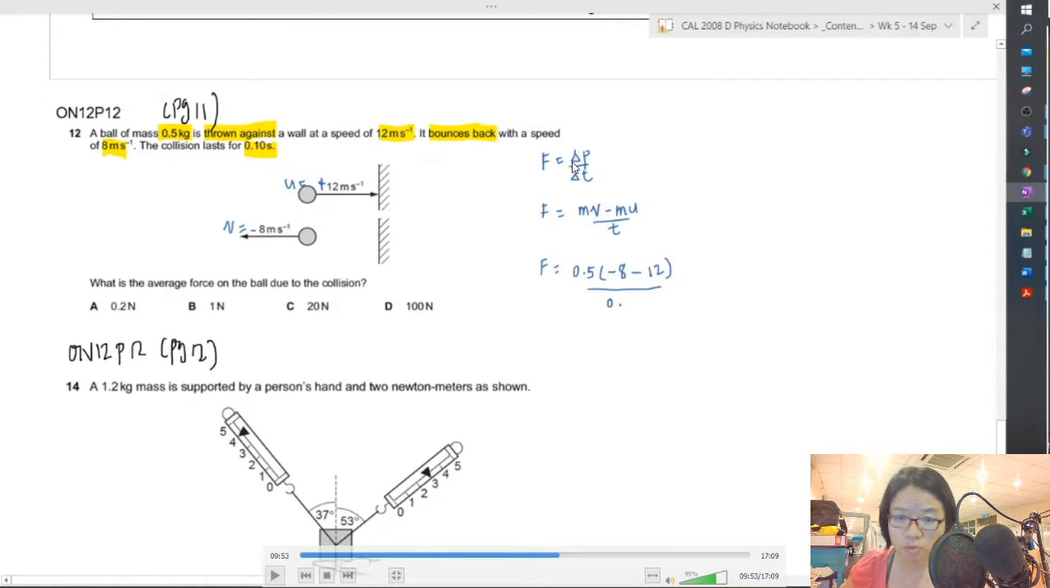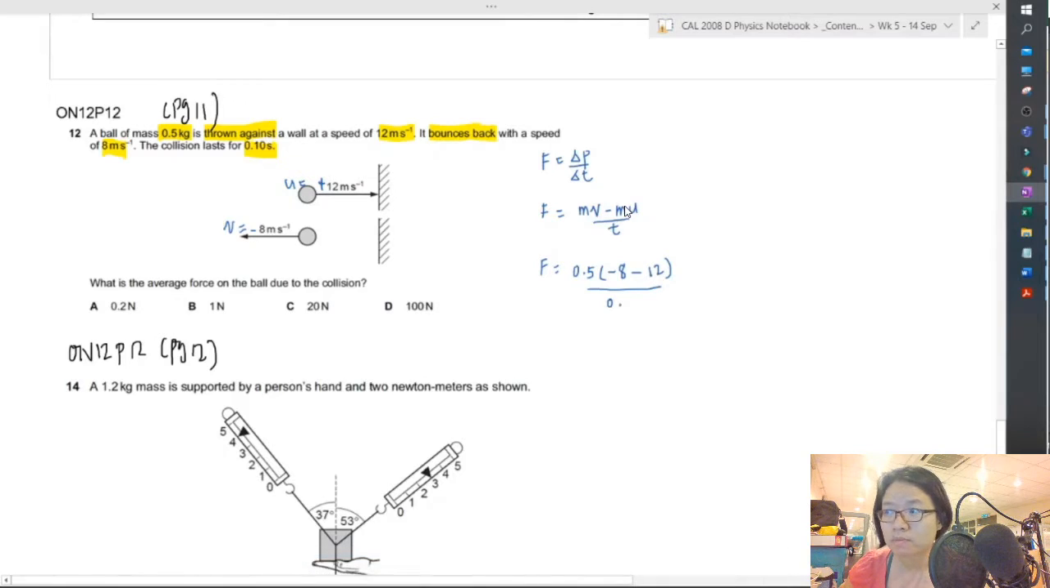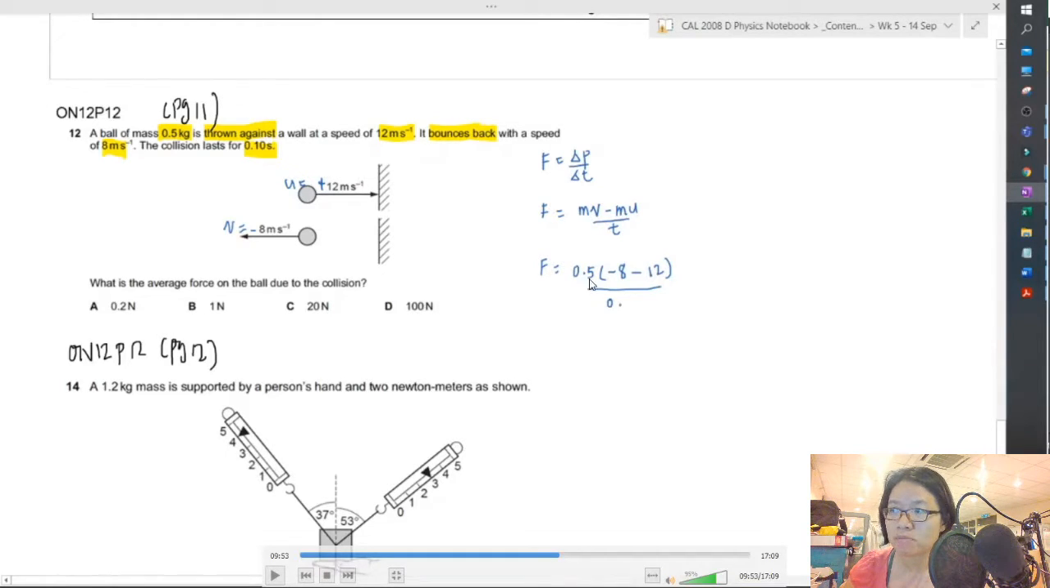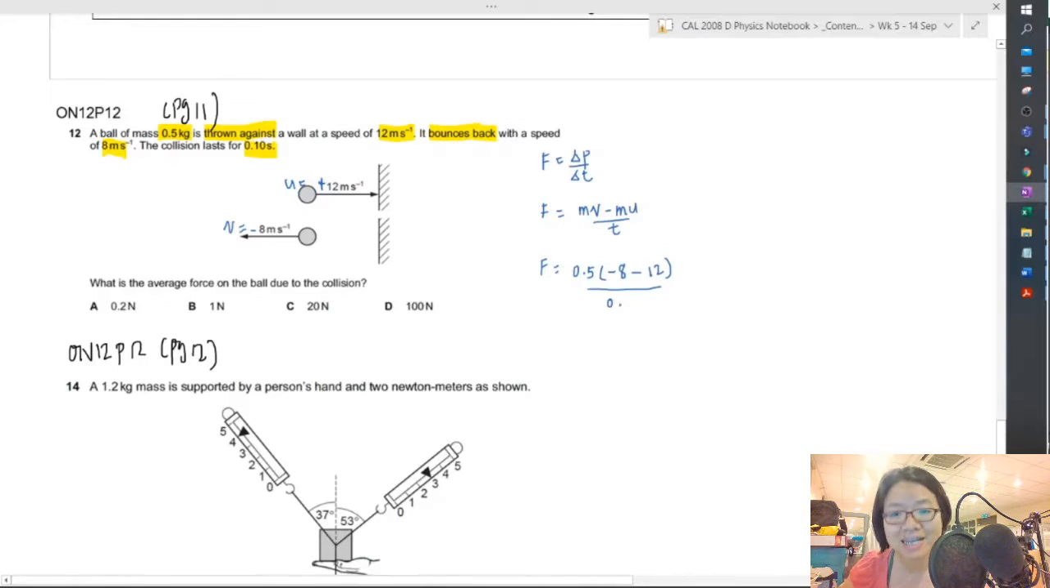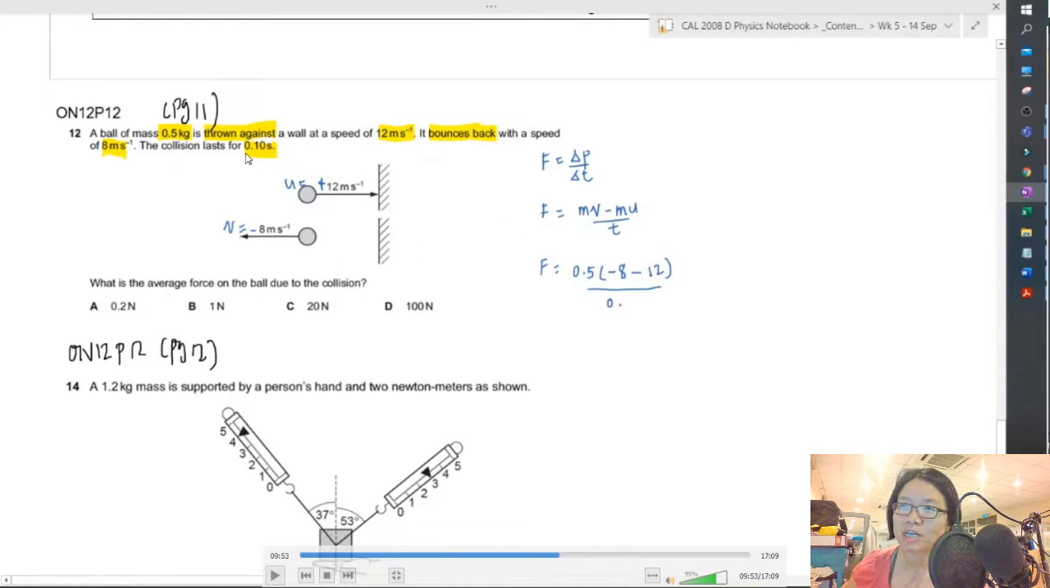So to find the change in momentum, I will take the final, which is mv, minus the initial mu. So I just pluck out the m, 0.5, v is negative 8 because it's moving backwards, u is positive 12 because it's moving forward, so negative 8 minus positive 12, divide by the contact time, 0.1. So from here, I get the magnitude of my force as 100 Newton.